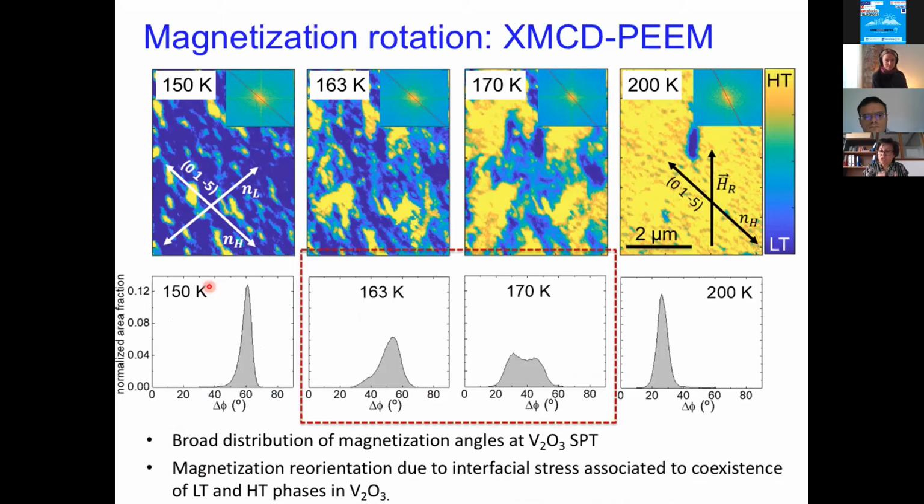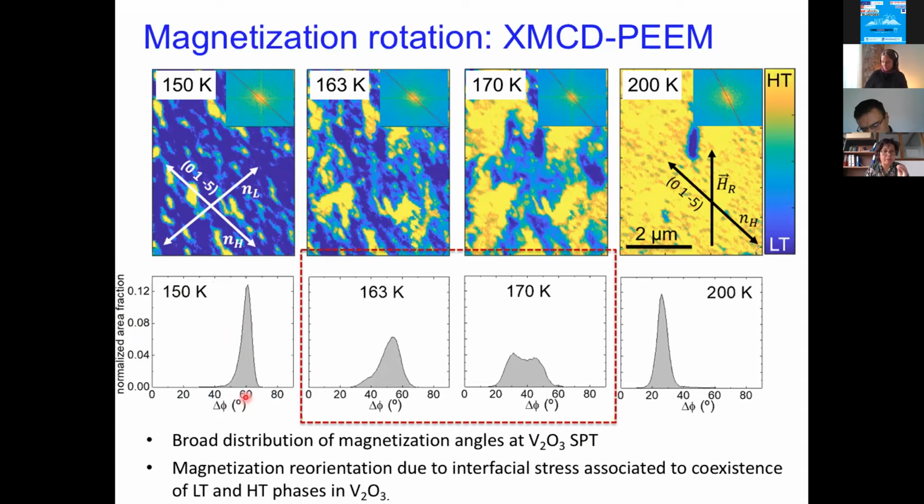So with XMCD PEEM, we can quantify, in fact, these canting angles. And this is what we do here. So what I plotted here in these histograms is for these specific snapshots, the fraction of domains as a function of the angle. So we do this pixel by pixel. And there are two important statements to make here. One is that if you look at the low temperature phase or high temperature phase, then the distribution is very sharp and centered in a particular value.